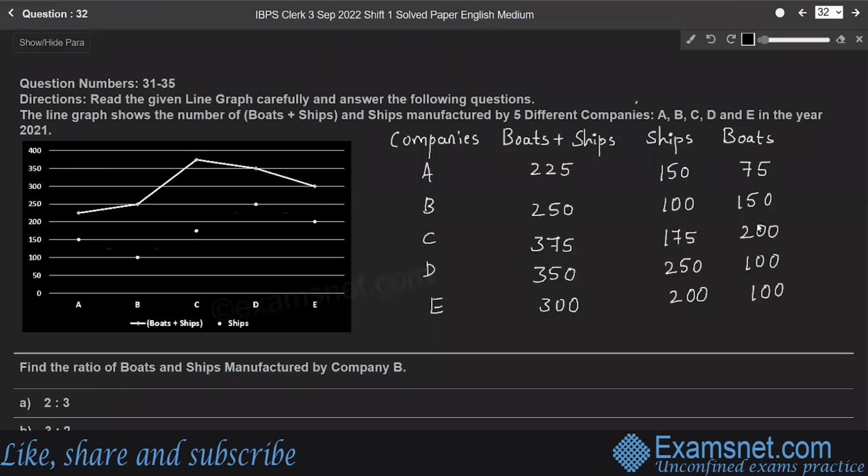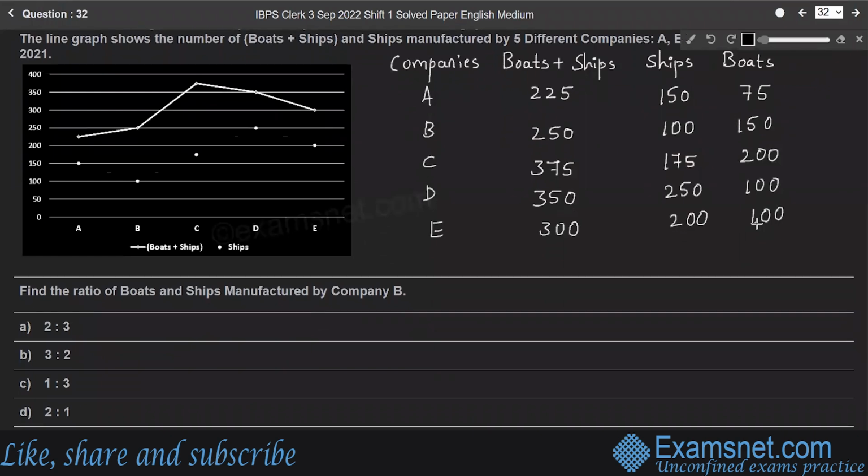Question 32. Here the question is, find the ratio of boats and ships manufactured by company B. Company B manufactures 150 boats and 100 ships. Therefore, the ratio of boats to ships is equal to 150 to 100, which is 3:2. Therefore, the answer is option B, 3:2.